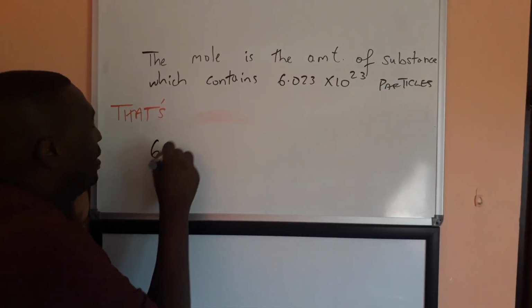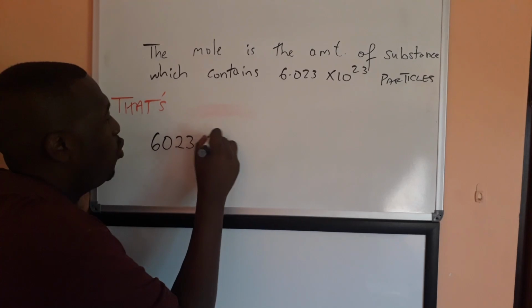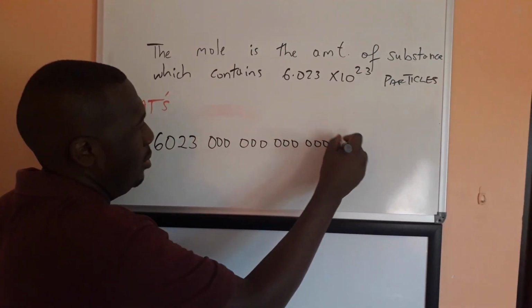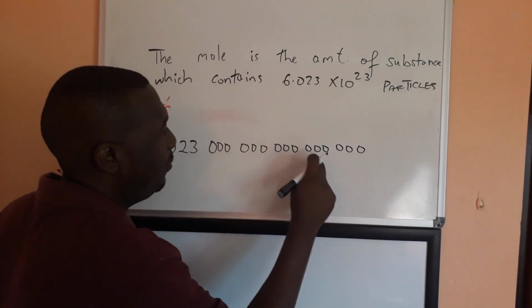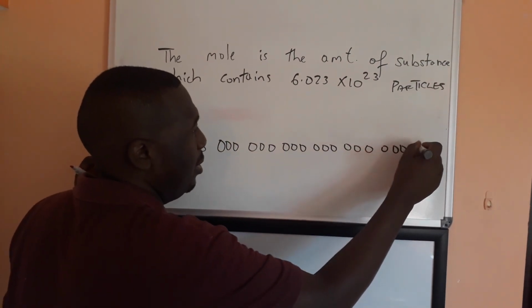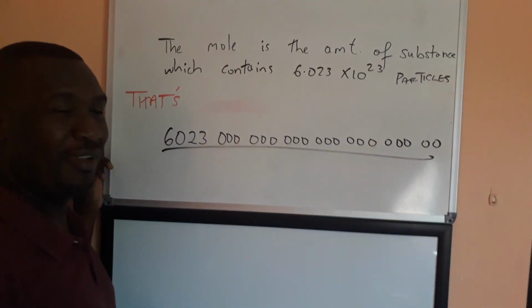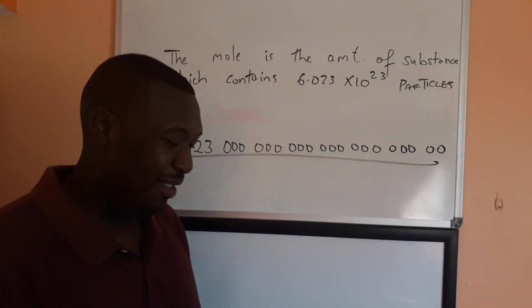The mole is the amount of substance which contains 6.023 times 10 to the 23 particles. It's a big number. Let's write it. That is 6023 and then 20 zeros after that. 1, 2, 3, 4, 5, 6, and 2 more. That's a huge number. But do not be intimidated by that.